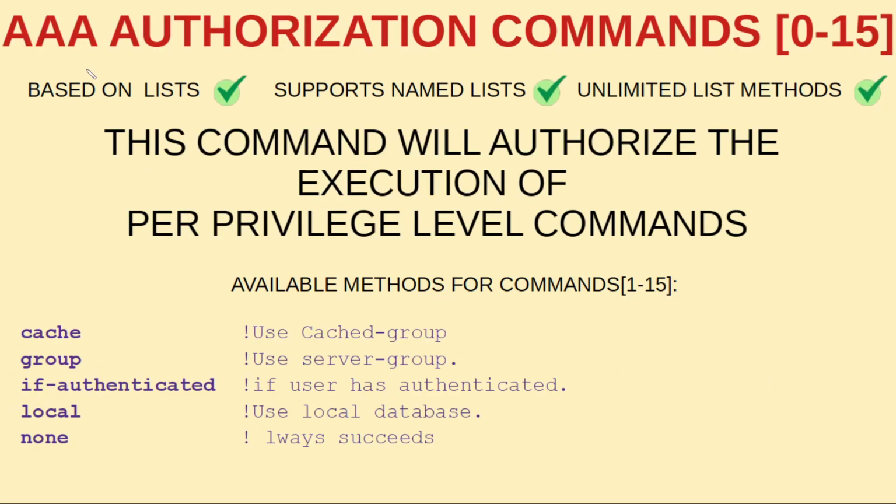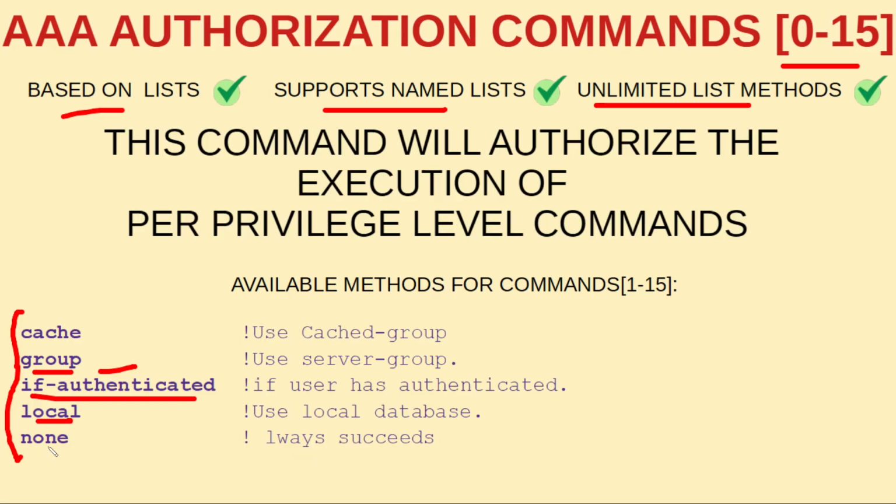Next, we have AAA authorization commands 0 to 15. This feature is based on list and supports named lists. We have an unlimited amount of methods within each list. These are the methods that we can use: cache, group and group name, if-authenticated, local, and none.